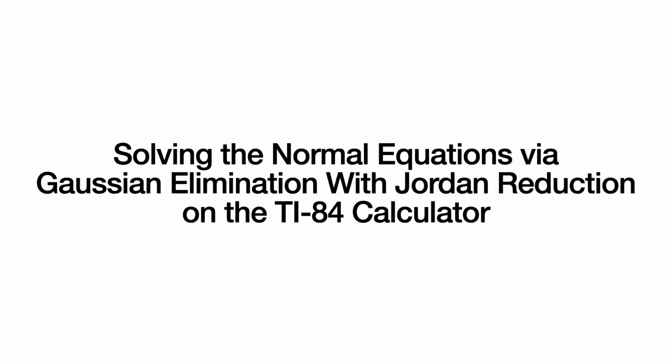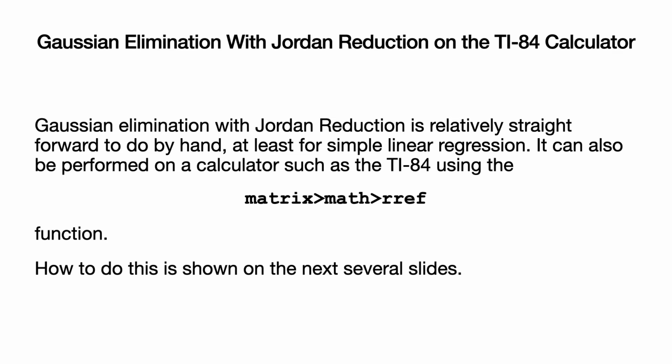Next, we're going to solve the normal equations via Gaussian elimination with Jordan reduction on the TI-84 calculator. Gaussian elimination with Jordan reduction is relatively straightforward to do by hand, at least for simple linear regression. It can also be performed on a calculator such as the TI-84 calculator using their reduced row echelon form function. How to do this is shown on the next several slides.